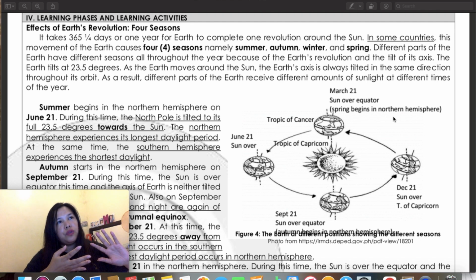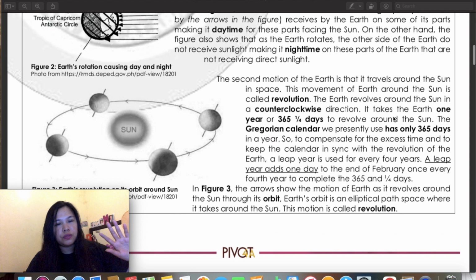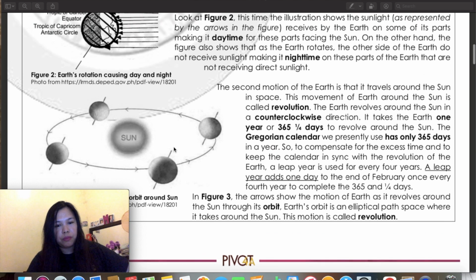Yung tilting kasi, ito yung dito. Ito, axis to, di ba? Habang umiikot kasi tayo, nagtitilting din siya. Parang nag-i-slant. So, hindi talaga yung direct heat of sunlight nun, hindi masyadong na-receive lahat ng some of the countries, konti lang yung na-receive nilang sunlight kaysa iba ding countries. So, hindi pare-pareho.